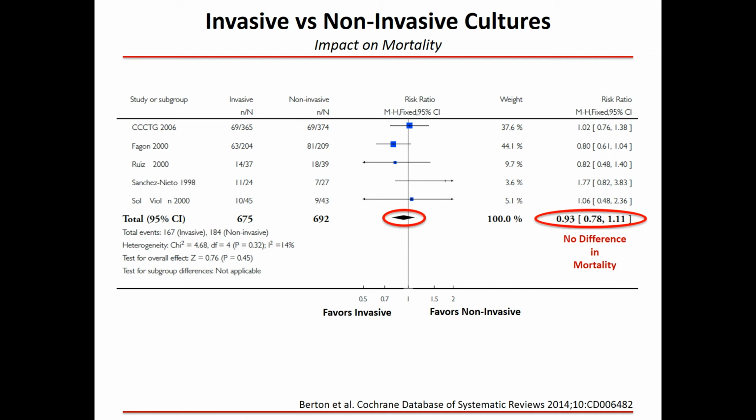There are 5 randomized controlled trials looking at this question. Here's a meta-analysis showing the combined impact on mortality. And as you can see over here, no difference in mortality using invasive versus non-invasive. So our practice is to default to endotracheal aspirates for a VAP diagnosis and to reserve BAL for situations in which therapy is failing on an endotracheal aspirate guided strategy, or there are other compelling reasons to do the BAL.